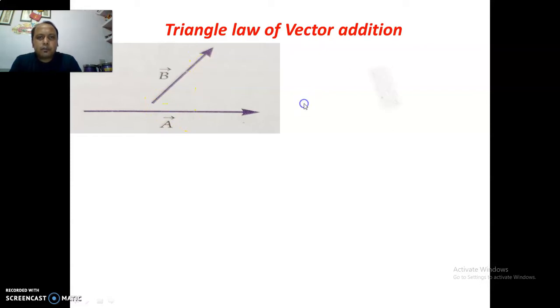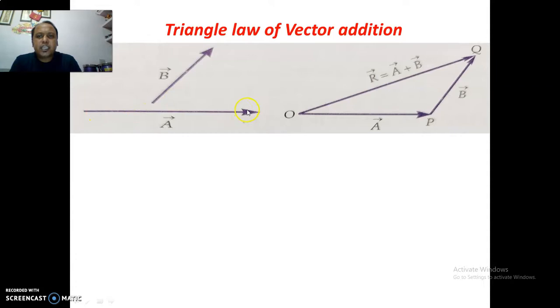Now these two vectors, vector A and vector B, are taken in such a way, both in magnitude and direction, that this is vector A, and whatever length vector A has, the same length is taken here, in the same direction. Similarly for vector B, the same length and direction is taken here, and they are taken in the same order. You can see it is in the anti-clockwise direction. Both of them are in the same order.